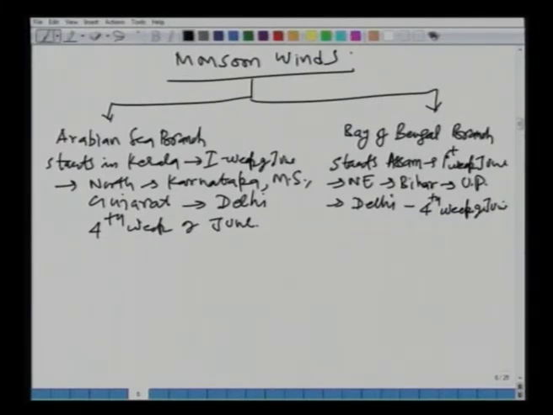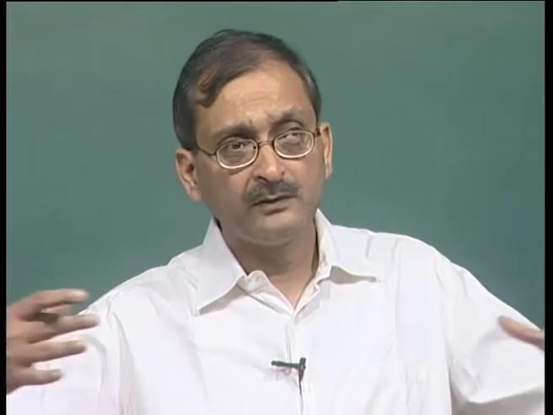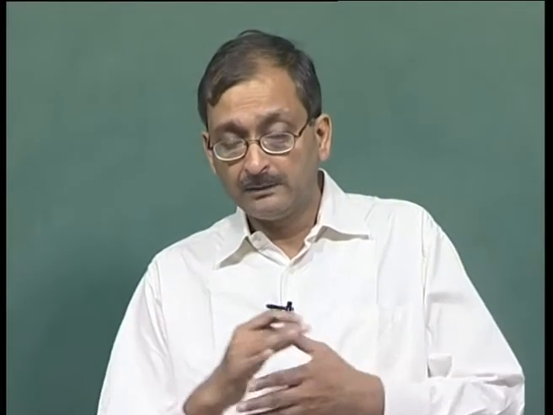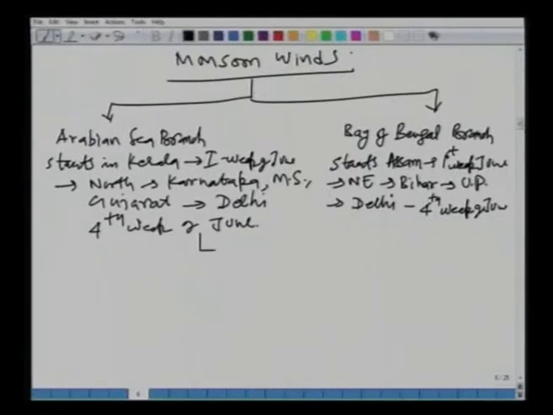Okay. And then what happens is these two branches of the winds are coming toward the central portion of our country, and then they combine to form what is called a monsoon trough. It's a low pressure zone. It's called the monsoon trough.